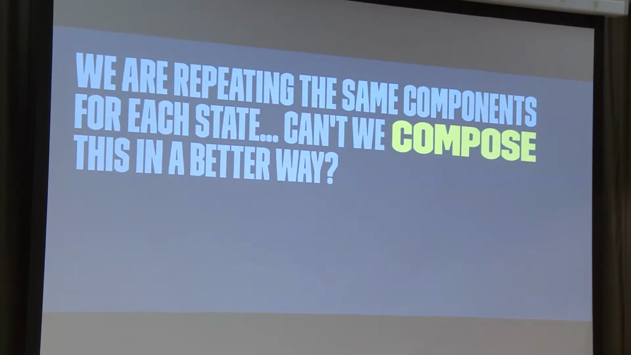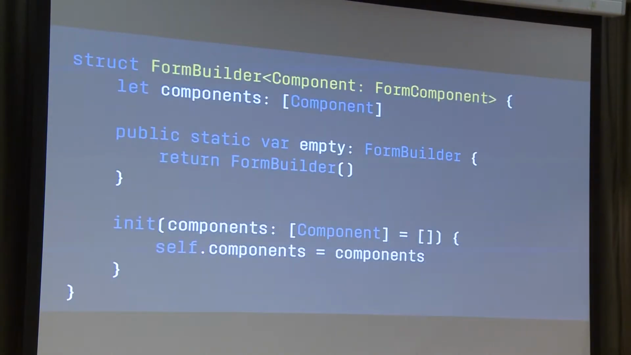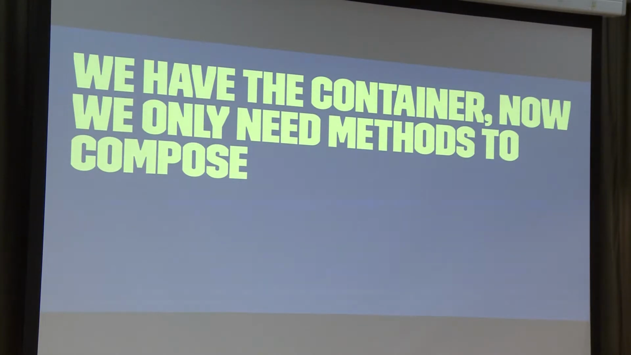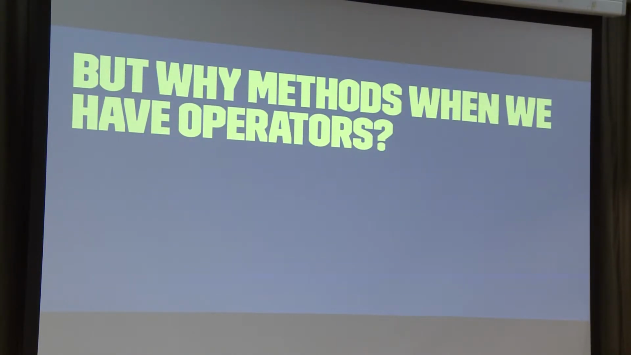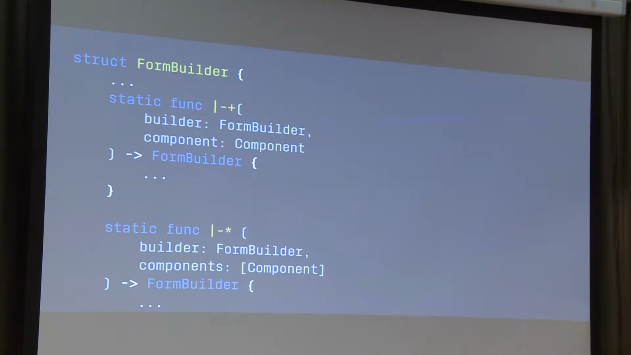And the keyword for this is really compose. So that's why there's this form builder that can compose an array of components. So we define the list of components. We have the empty as an initializer, and we receive the components. So we have one container. We want to start composing things in this builder, okay? And we can use methods, but we can actually use operators to make this more expressive. So we can define these two operators that do this composition of a new component into a builder, or two builders into a resulting builder, okay? This might be confusing for now, but it will be easier to read in a few slides.